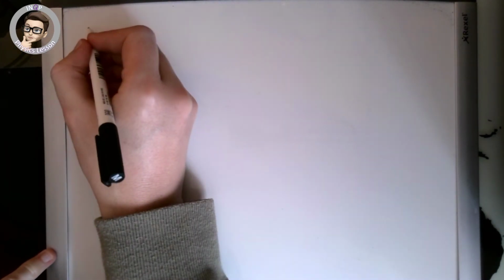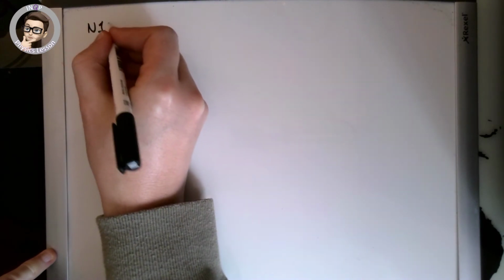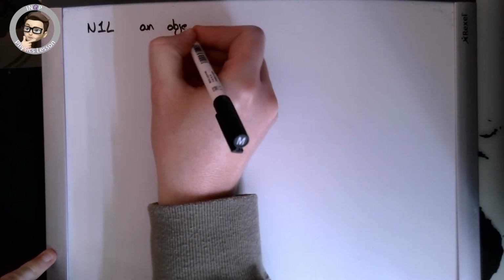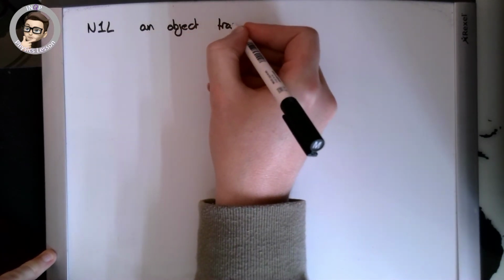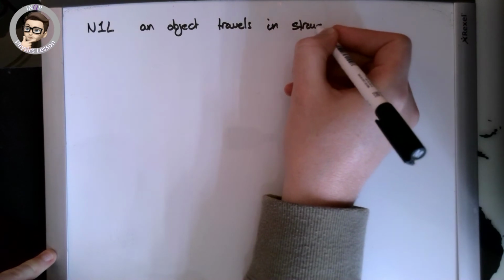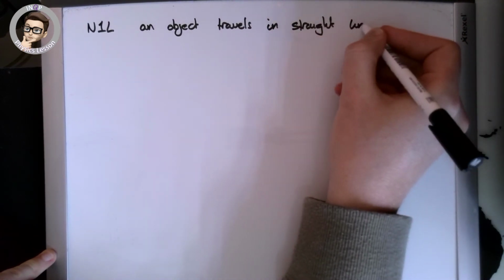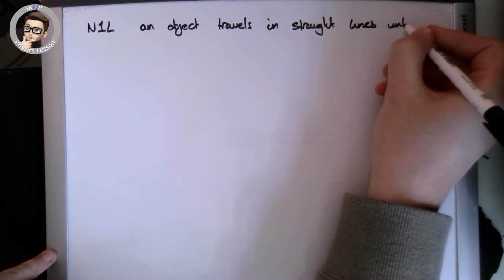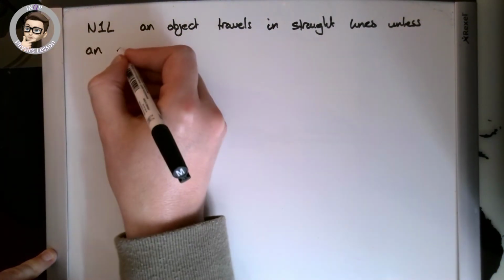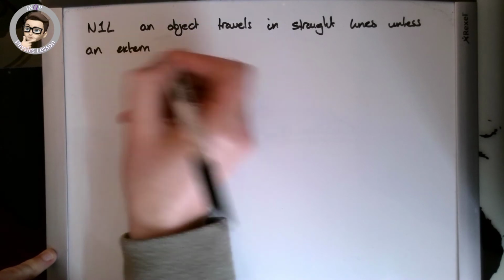Okay, so what causes this centripetal acceleration? What causes this centripetal motion? Well, we know from Newton's first law that an object travels in straight lines unless an external force acts upon it.